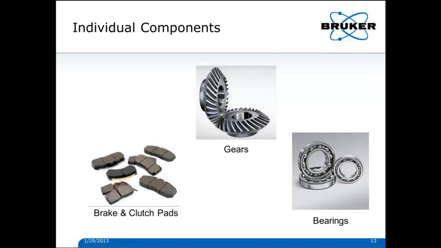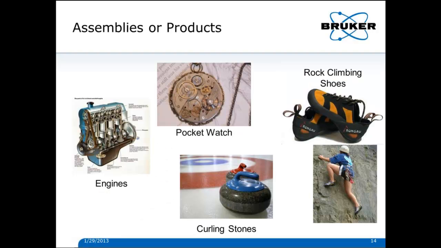Individual components are things like gears, bearings, brake and clutch pads. And when we take these, they get both friction as well as anti-friction, and wear is important. In some cases you want friction, in some cases you want no friction. You can take these components and build assemblies, such as engines or a pocket watch, or products themselves can have very distinct tribological applications. We want very high friction if we have rock climbing shoes. We want very low friction if we're designing and constructing curling stones.